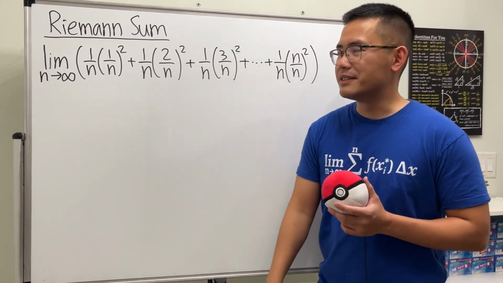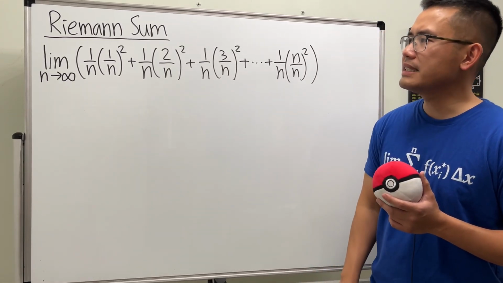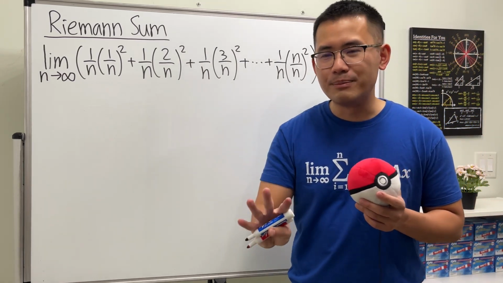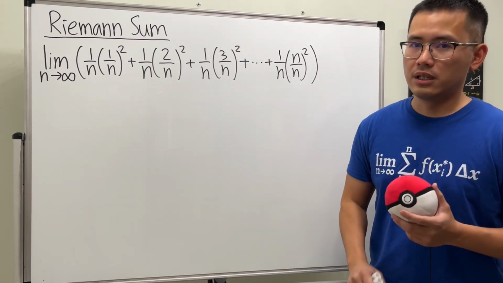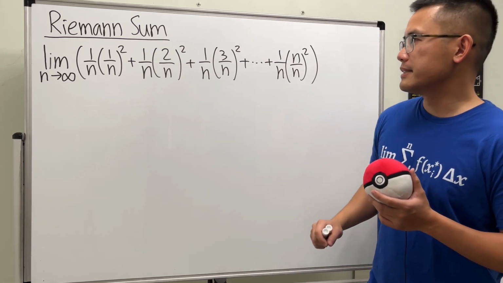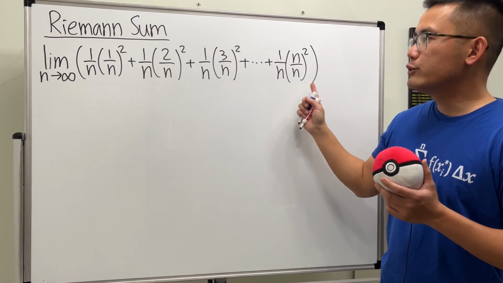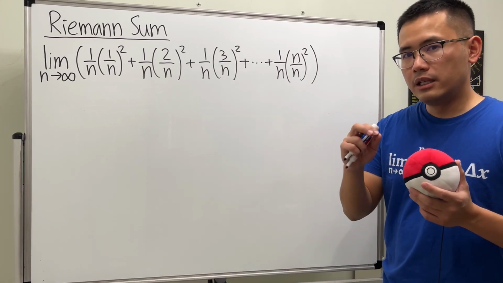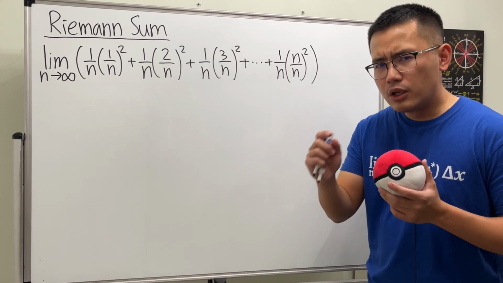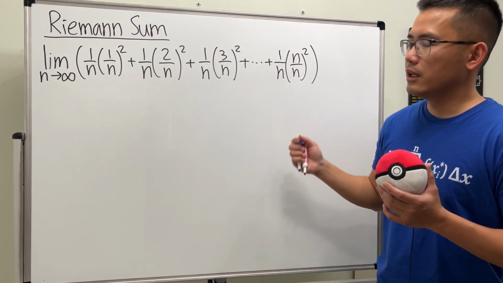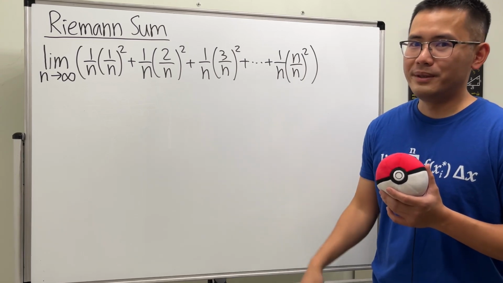I'm pretty sure you guys have seen this kind of limits in your Calculus 1 class, and they look super scary. But don't worry, because I will give you guys 4 examples like this to make it super clear for you guys. This is an example of a limit of a Riemann sum, meaning that this right here actually represents the area of a region. So if we can find out what that region is, then we can just integrate it and then get the answer. So that will be the strategy.